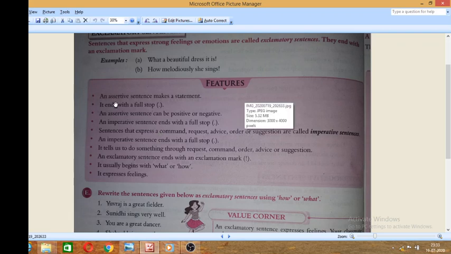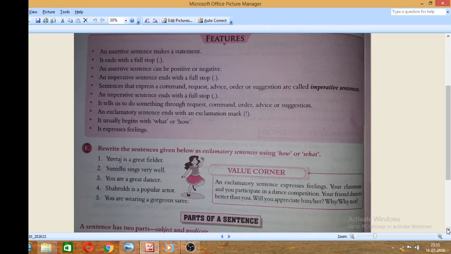Some rules are there. An assertive sentence makes a statement and ends with a full stop, and assertive sentences can be positive or negative. An imperative sentence ends with a full stop. Just go through this. If you have any doubt, you can ask me during the doubt clearing session.